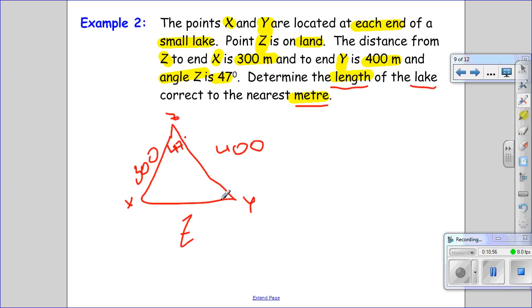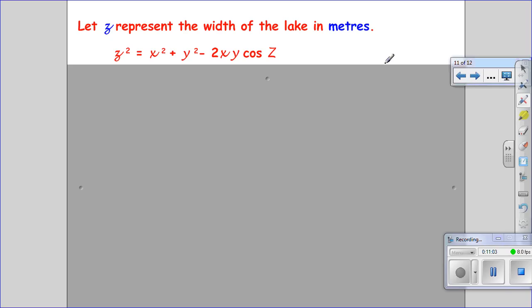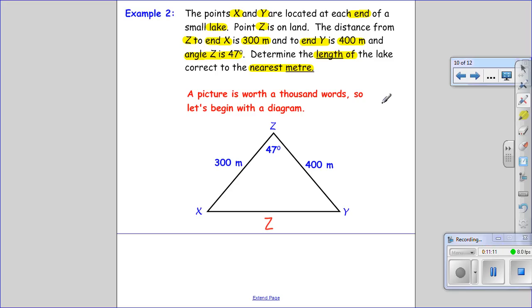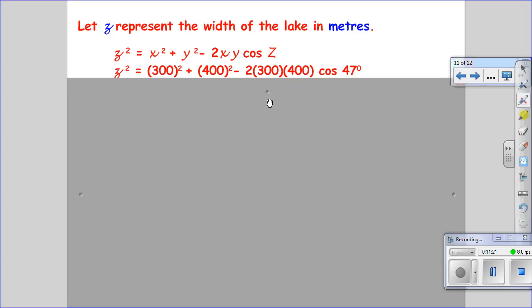But if I wrote out the cosine law, I would see that I have, let's take a look at the picture here. Z squared is what I'm looking for because that was the length. That's the length of my lake. I know x squared and y squared and angle Z, don't I? X squared, y squared, and I know angle Z. So I can just substitute straight in and use the cosine law.